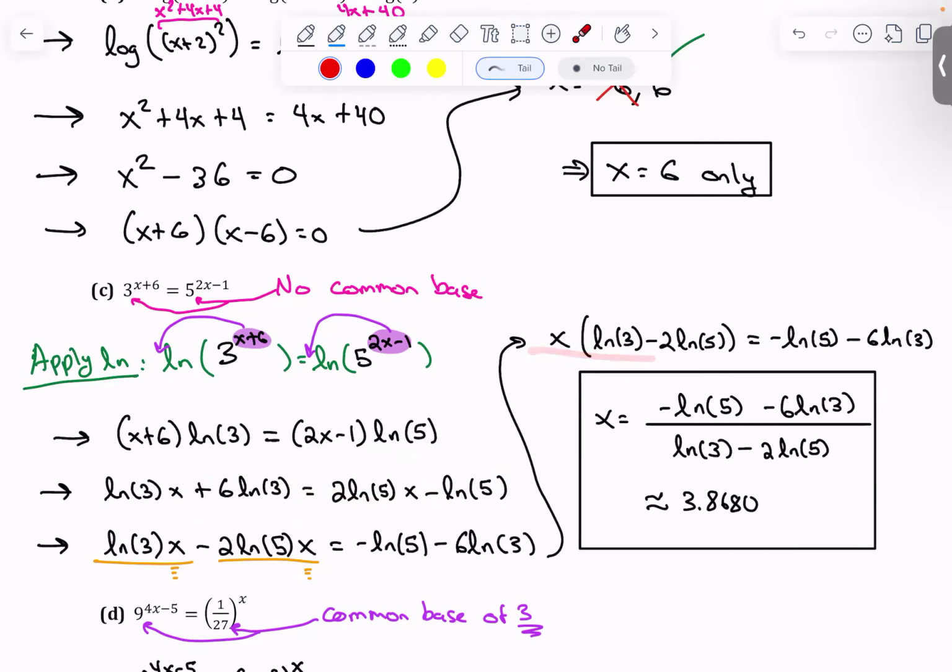And then we divide both sides by natural log of 3 minus 2 natural log of 5 to get our answer, which is that x is equal to negative natural log of 5 minus 6 natural log of 3 over natural log of 3 minus 2 natural log of 5, which is approximately, if you use your calculator, 3.8680. Any questions on that?